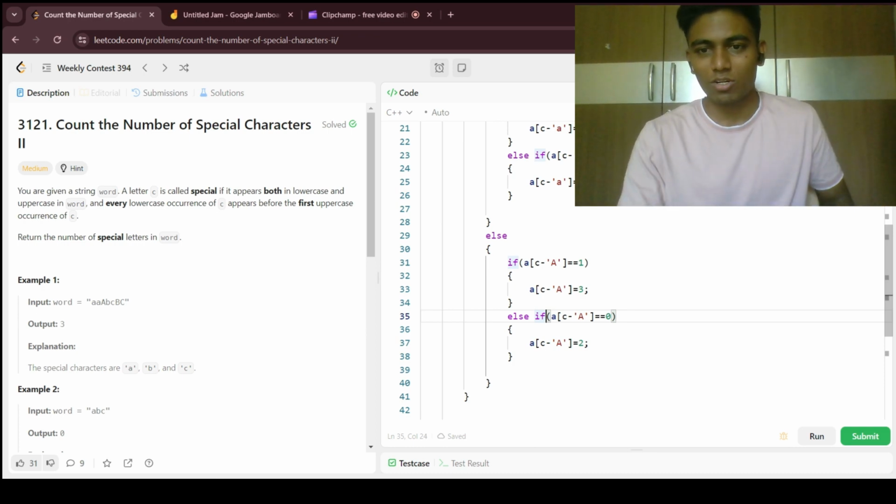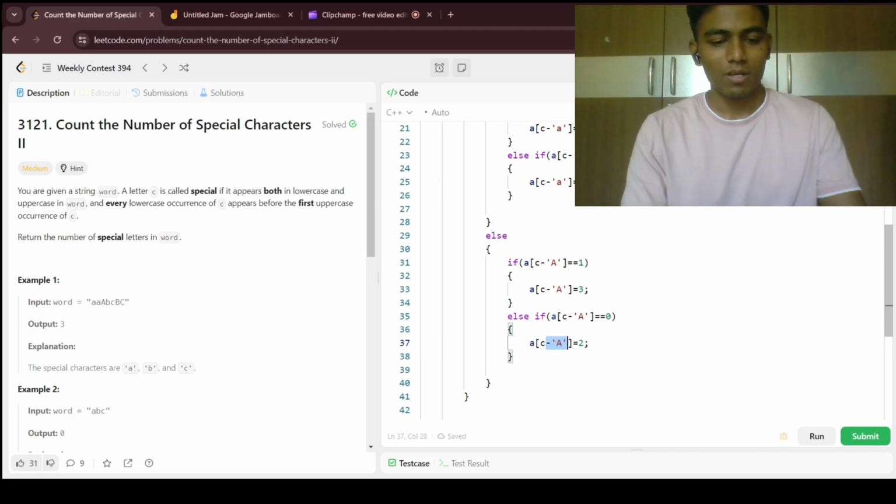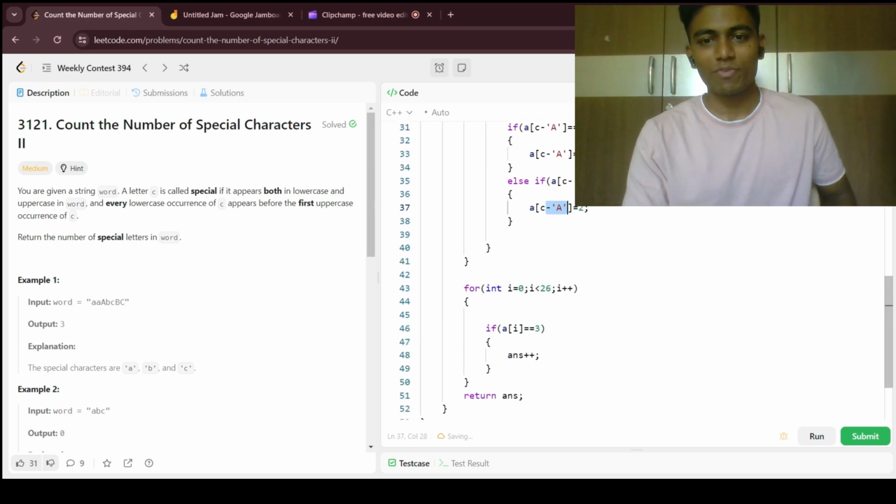And then after this we are going to go through all the letters which are present in this array, and if it is 3, that means it is not invalid, that means it doesn't contain -1, then we are going to increment the answer, and then we are going to return the answer.